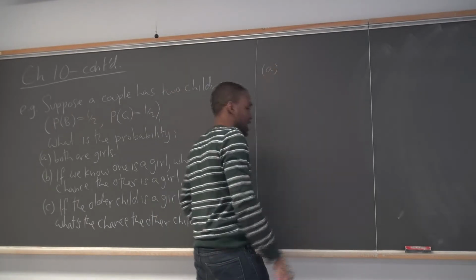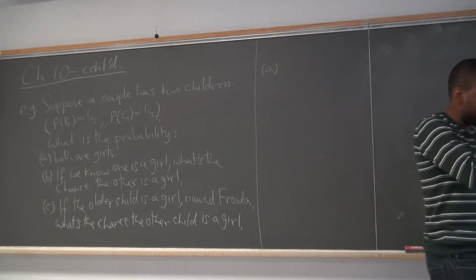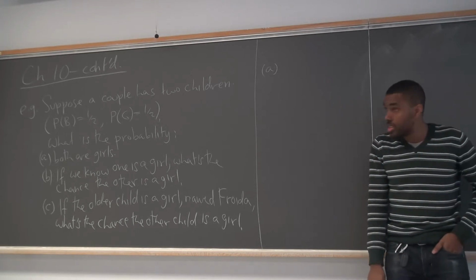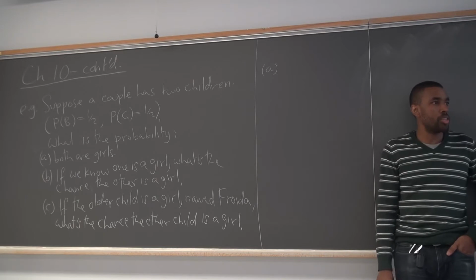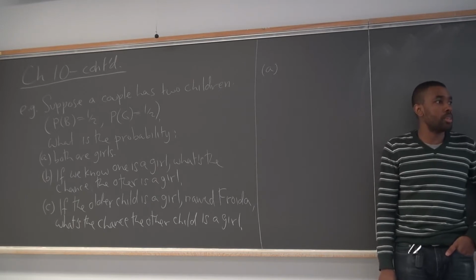A. Okay, so we know a couple has 2 children. What are the chances that they're both girls? How do you think we'd go about this? Give me some sort of, yeah?